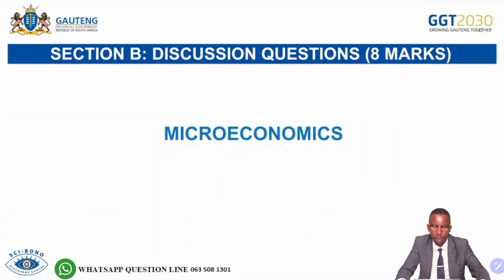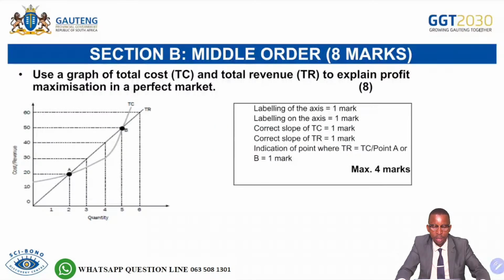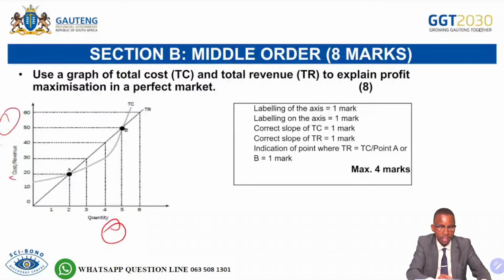Let's check questions. Microeconomics first. Use the graph of total cost and total revenue to explain profit maximization in the perfect market. So here we go. We have our horizontal axis and our vertical axis. On our vertical, we have cost and revenues, then we have quantity on the horizontal. Then our total revenue is upward sloping, the same as total cost. However, total cost will start slightly above, and then at the point where TC intersects with TR, that's what we call the normal profit. Then we will see your TC moving further away from TR to the point that we maximize our profit. Then it goes back to be equal, then to be above.